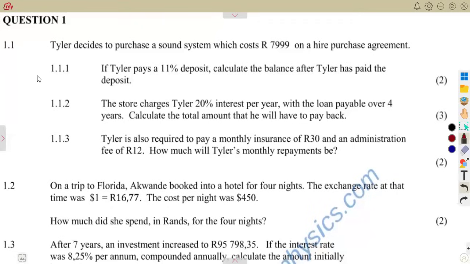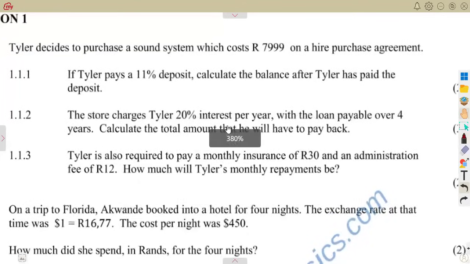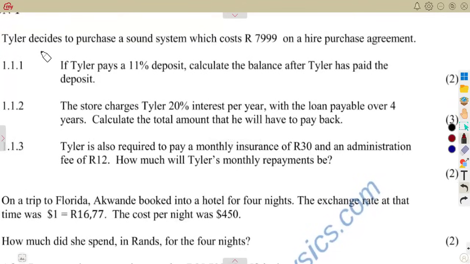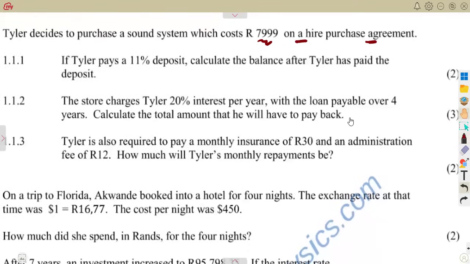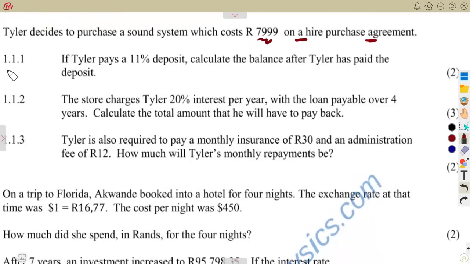questions. If you check properly, the first part, which is question number 1, we are given a condition that you are supposed to consider here, that Taylor decides to purchase a sound system which costs 7,999 Rand. So that is Taylor's sound system. It is costing 7,999 on a hire purchase agreement. So this is being taken on a hire purchase agreement. And what are the conditions? 1.1.1, we're given, if Taylor pays 11% deposit, calculate the balance after Taylor has paid the deposit.